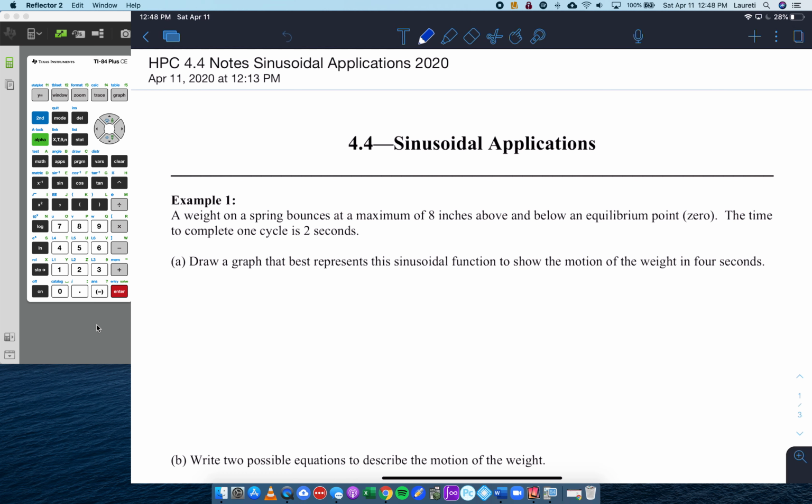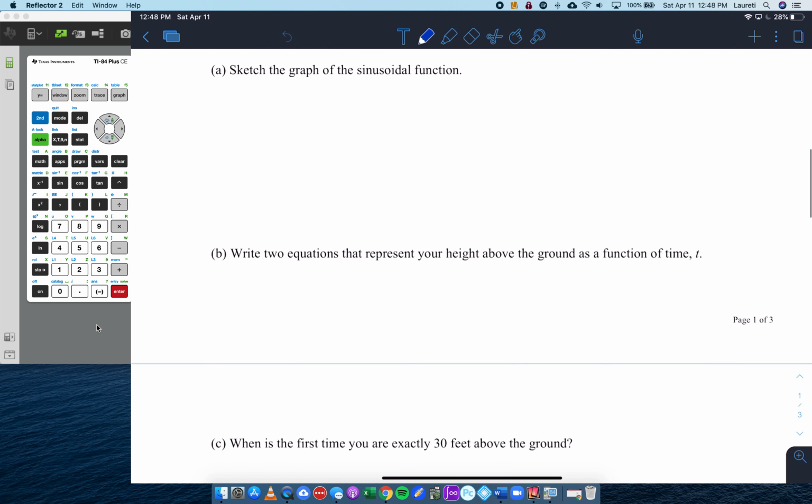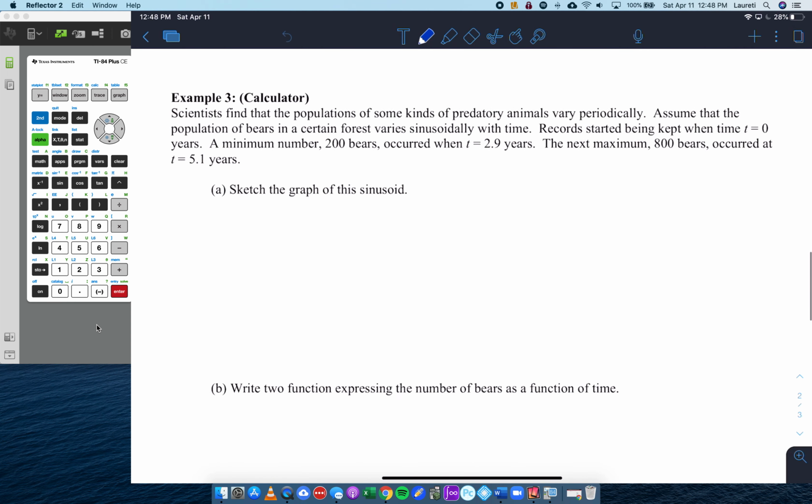So we're starting some application problems with sinusoids, trying to come up with the graph and things like that. So I'm just going to work through a couple of these examples with you. They're pretty straightforward, and then we can move on from there. Okay.